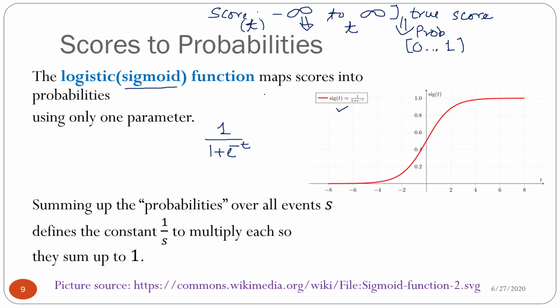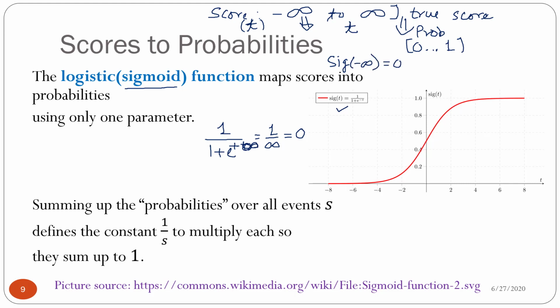Alright, so now let's plug in these extreme values and find out what will happen when our t is minus infinity. When you put minus infinity here, that will become positive infinity, right? And now 1 divided by positive infinity, that means 1 divided by infinity is 0. So sigmoid of minus infinity is coming out to be 0.